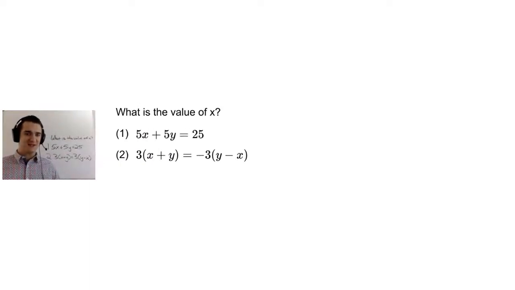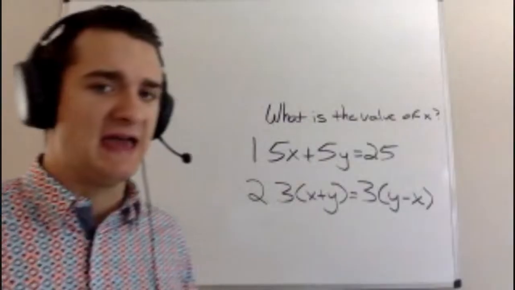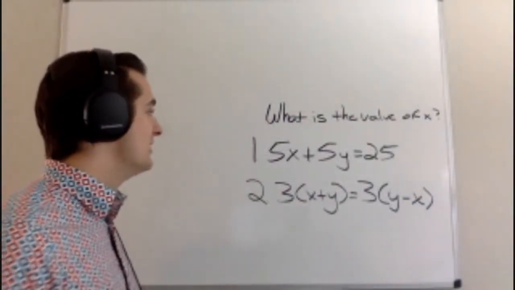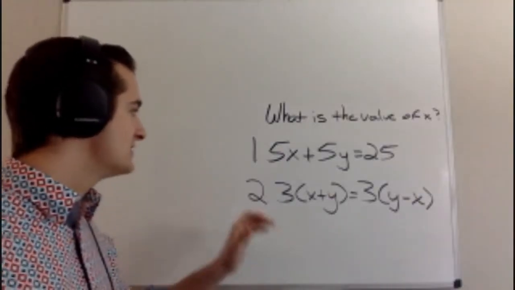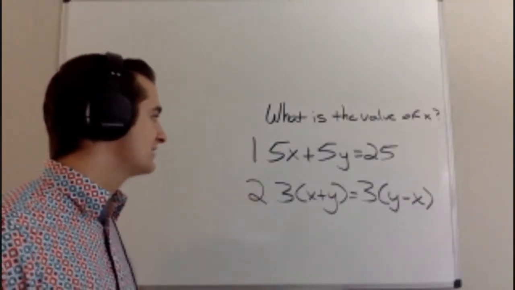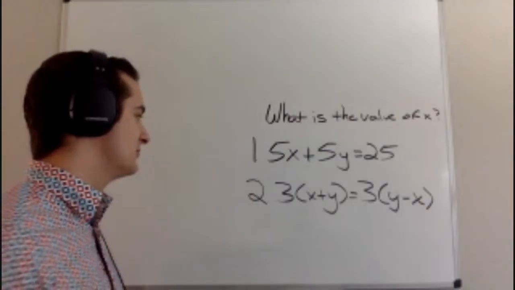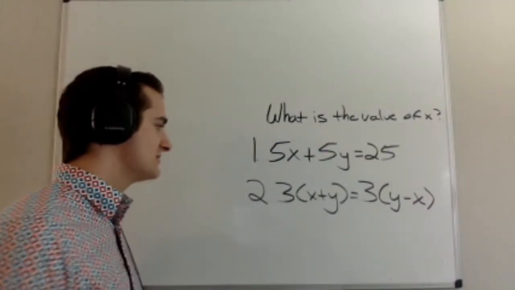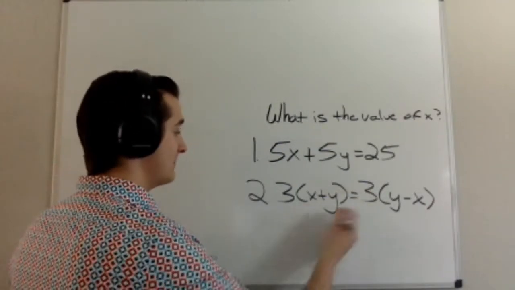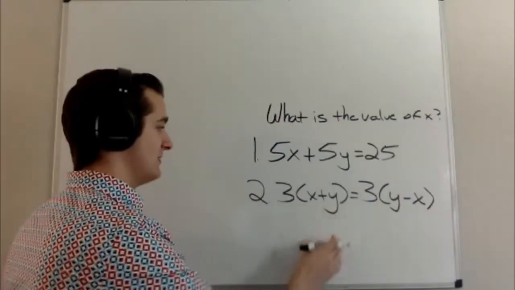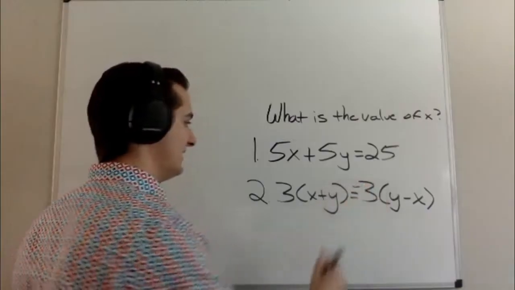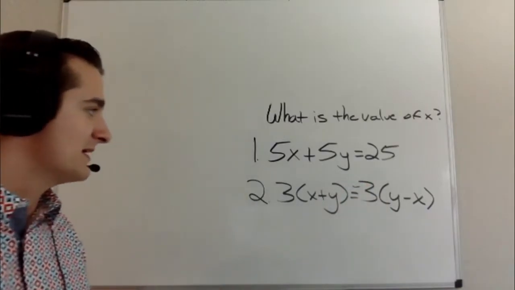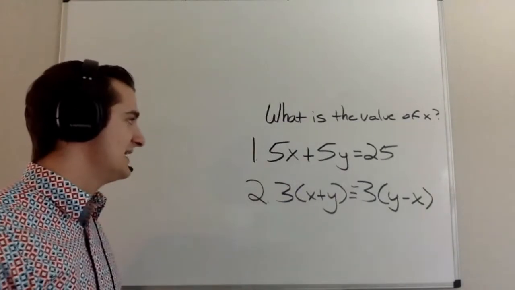Wonderful. Let's take a look at this question here together. So the question asks, what is the value of x? Statement one tells me that 5x plus 5y is equal to 25. Statement two tells me that 3 in parentheses x plus y is equal to, and I'm sorry, I forgot a negative there, negative 3 in parentheses y minus x.